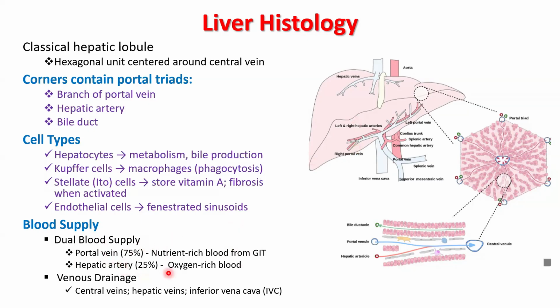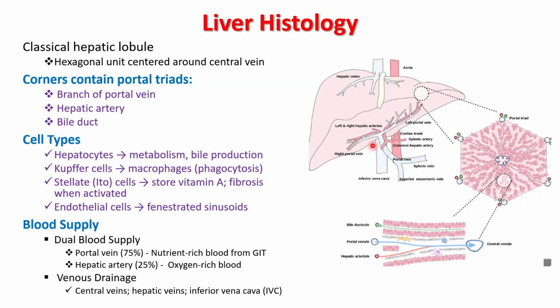The remaining 25% comes from the hepatic artery. This hepatic artery is a branch of the celiac trunk, and this celiac trunk is a branch of the abdominal aorta, as you can see here. So the celiac trunk gives the common hepatic artery. Then this common hepatic artery divides into the right and the left hepatic arteries.